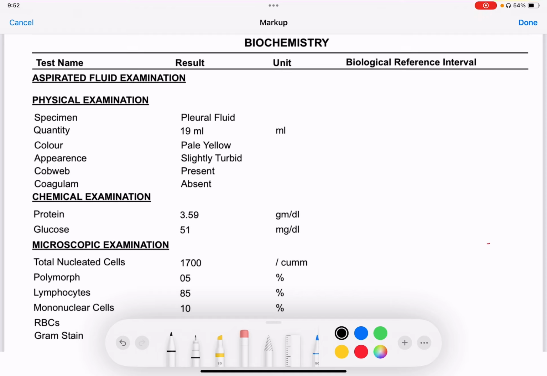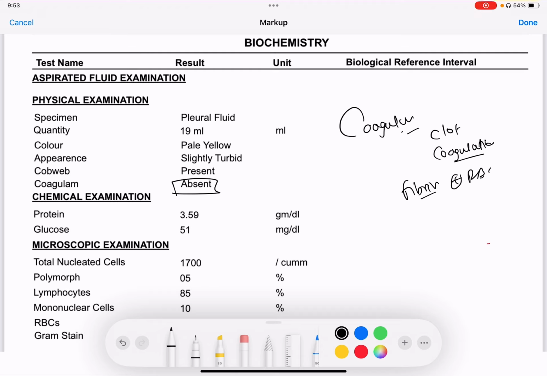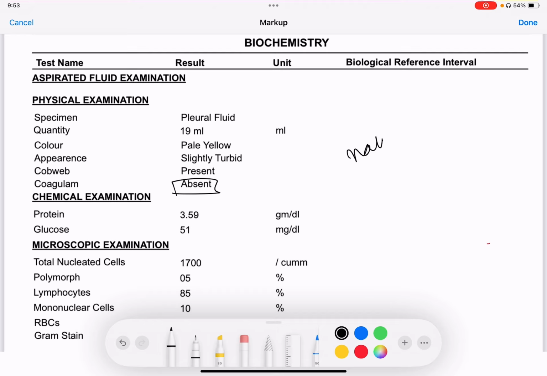Now the next thing is coagulum. Coagulum comes from a clot or coagulation system. In the coagulation system, we will have fibrin deposition, RBCs, and so many inflammatory cells. So coagulum is not very specific for a particular thing. It can be seen with malignancy, tuberculosis, infective focus, inflammation, as well as pulmonary embolism. So I'm going to skip this.